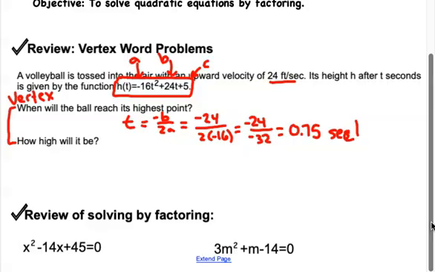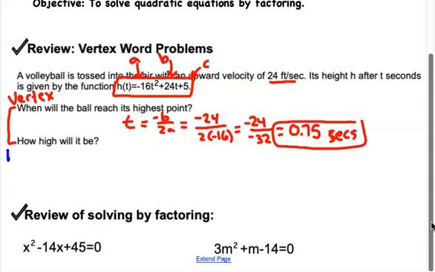We have a typo, sorry about that. But we have 3/4 here. So after 0.75 seconds, the volleyball is at its peak, and then it's going to start coming back down at 0.76 seconds. Okay? How high is it at that point?